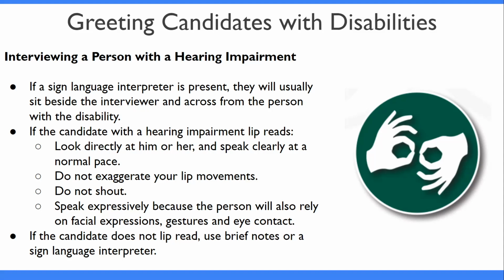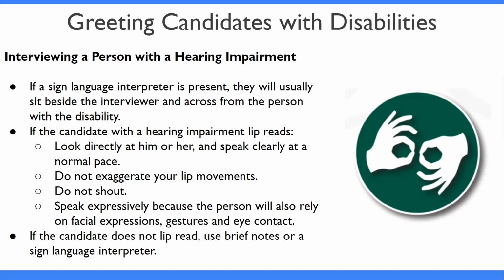If the candidate with a hearing impairment can read lips, make sure you look at them directly and speak clearly at a normal pace. Don't exaggerate your lip movements and don't shout, it doesn't make a difference. Speak expressively, because the person will also rely on facial expressions, gestures, and eye contact. ASL, for those of you who know, is a very expressive language, and folks with hearing impairments are really looking for those facial expressions to go along with what you're saying if they're reading your lips.